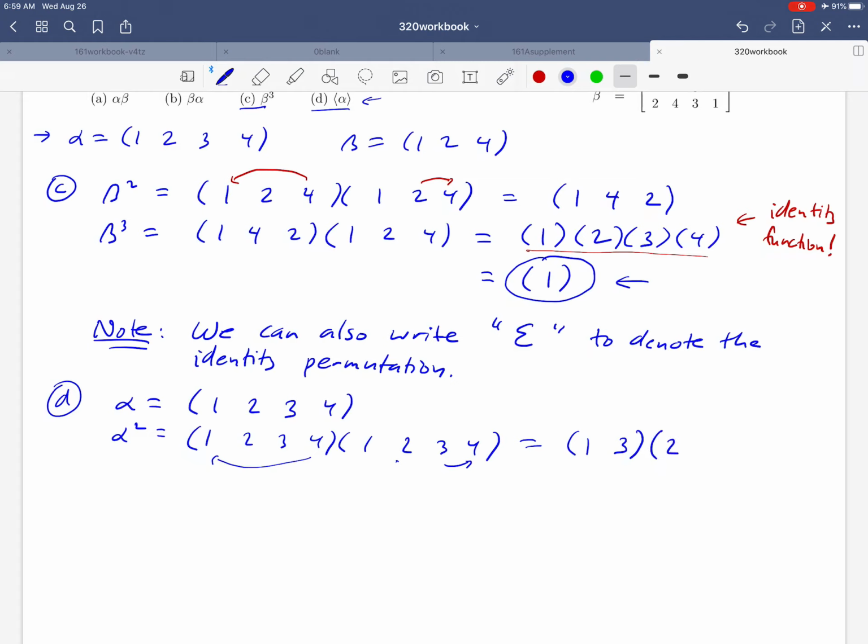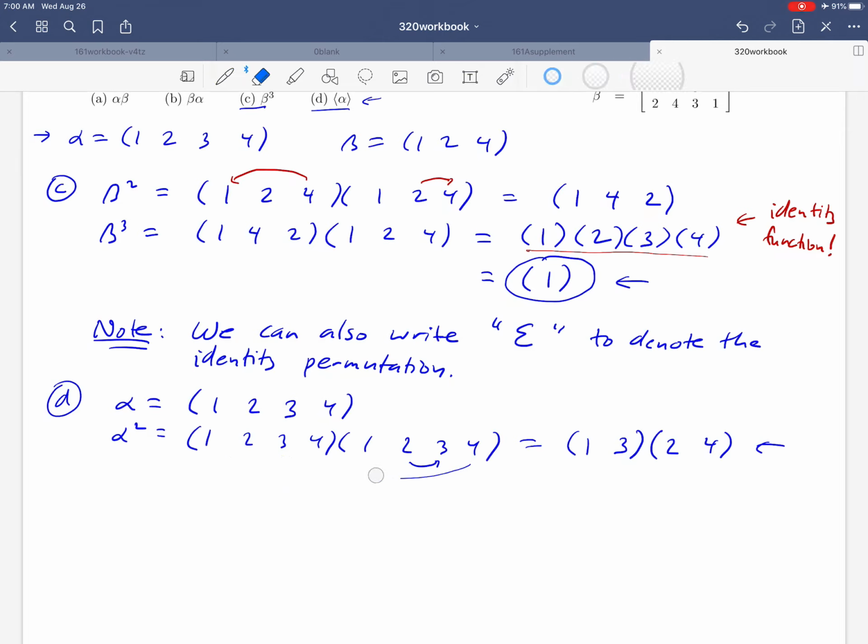What about 2 and 4? Let's pick one of them, 2, and ask where does it get mapped? Okay, well, let's see. So 2 is going to get mapped to 3, 3 is going to get mapped to 4, so 2 goes to 4. And then 4 maps to 1, and 1 maps to 2, so 4 goes back to 2. We're going to close this cycle. And what we have here, that's the result of the calculation alpha squared.